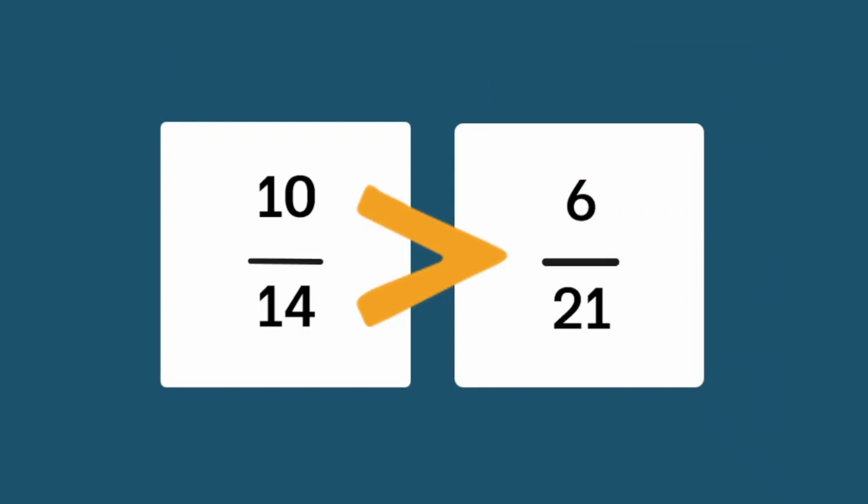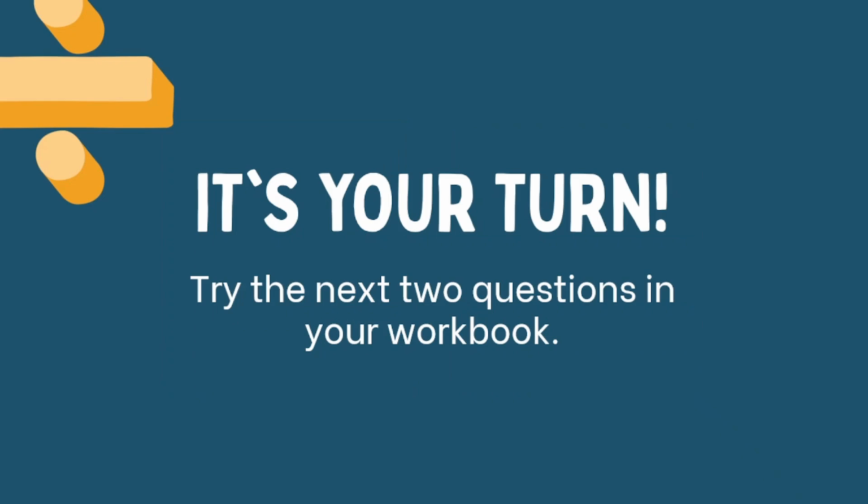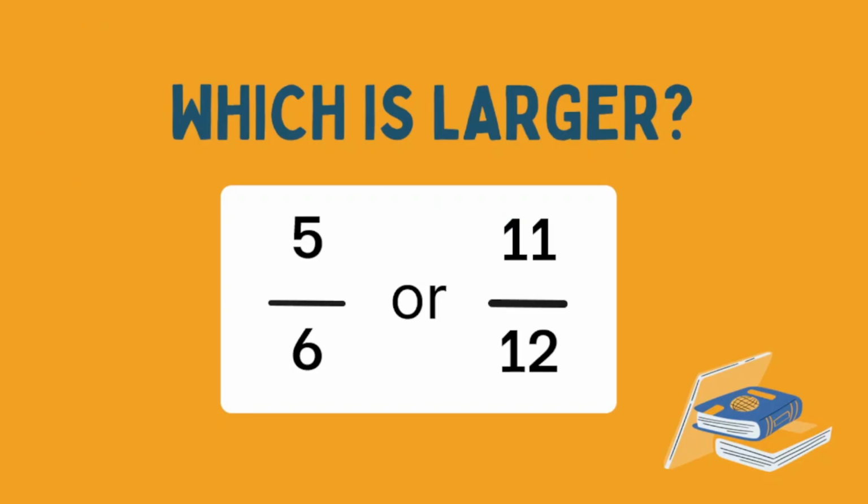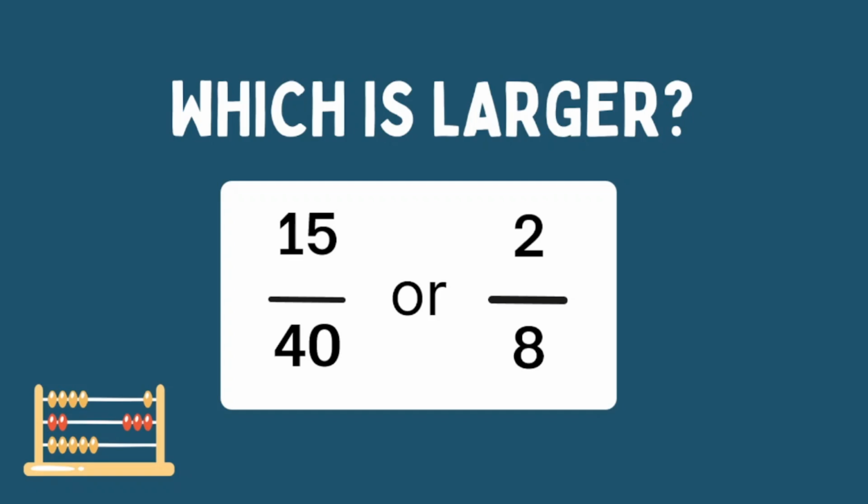So it's your turn. Try the next two questions I'm going to display now. The first question: which is larger, 5 over 6 or 11 over 12? We're going to pause this video now and solve it. Then the second question is this: which is larger, 15 over 40 or 2 over 8? Pause it, and after pausing, I will display the answer.